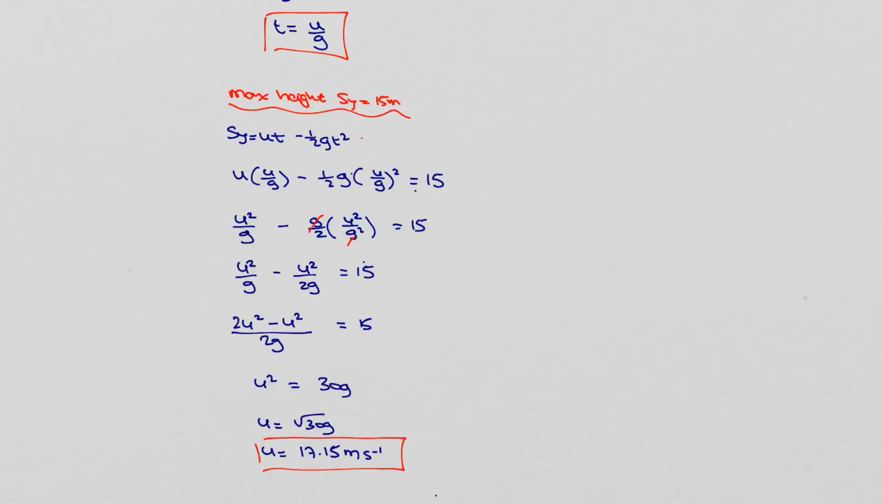So we had 15 marks. So again, for getting our t is equal to u over g, 5. For getting our second equation equal to 15, 5. And for getting our initial velocity, 5. Okay. Now I can also get the time there. So t is equal to u over g. So we have 17.15 divided by g, which gives us a value for the time taken to reach the greatest height to be 1.75 seconds.